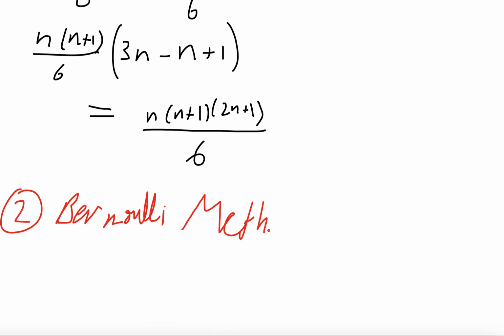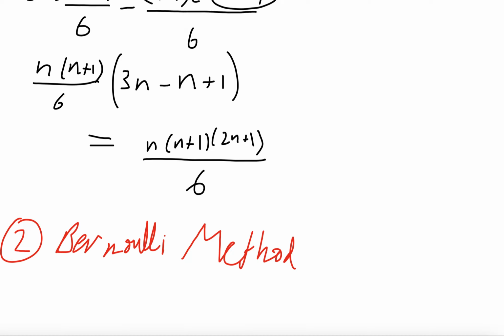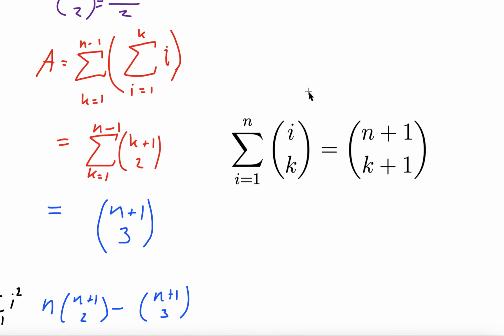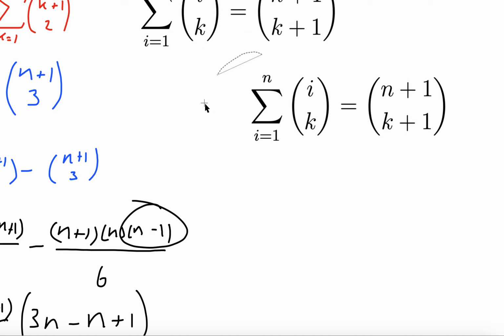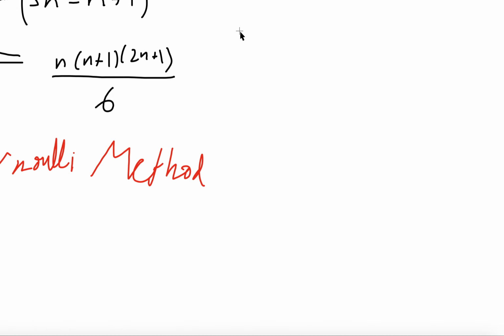And what this does is skip a few steps from the visual argument, where instead we jump up and start right off with this combinatorial identity right here. This is the key player in the Bernoulli method. I'm going to move that down here again.